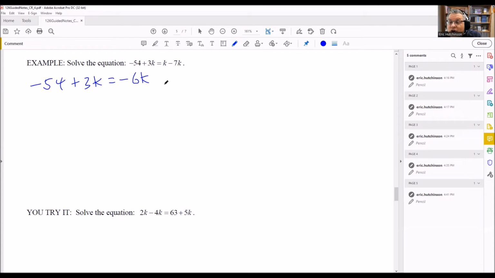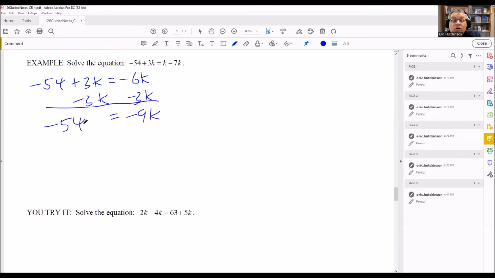Okay, now that that's simplified, I want to get all the variables on one side. Now, since this is already isolated with no other variables, I'm going to choose to leave the variables this time on the right-hand side. So I'm going to subtract 3k from both sides. So I get negative 54. These cancel out. I have negative 6, and I'm subtracting 3. I'm going to get negative 9. So I get negative 9k for that one.